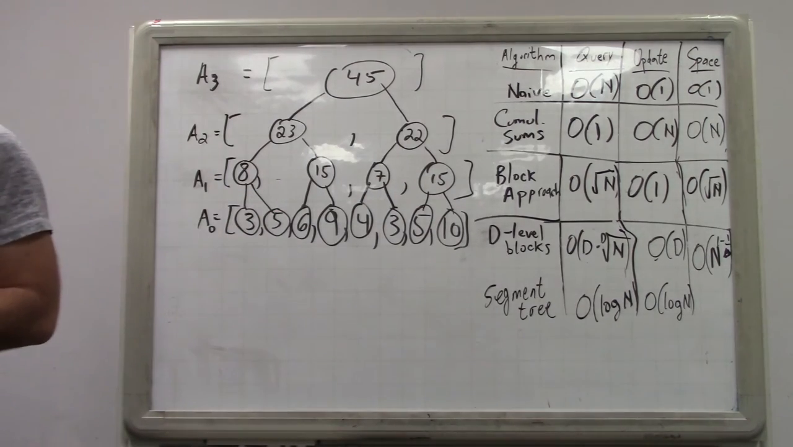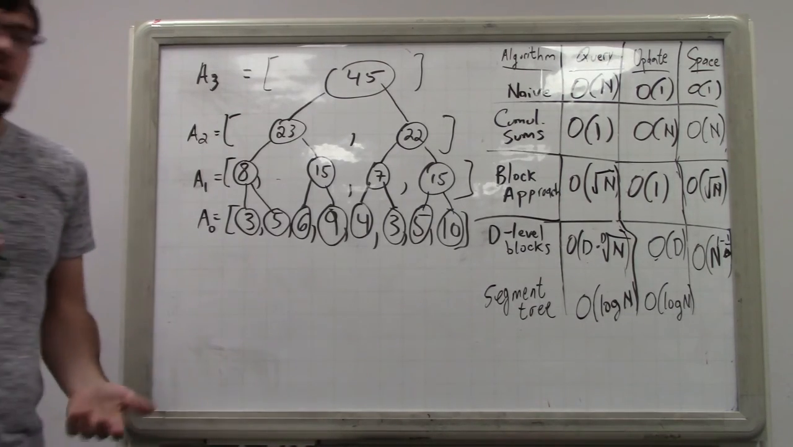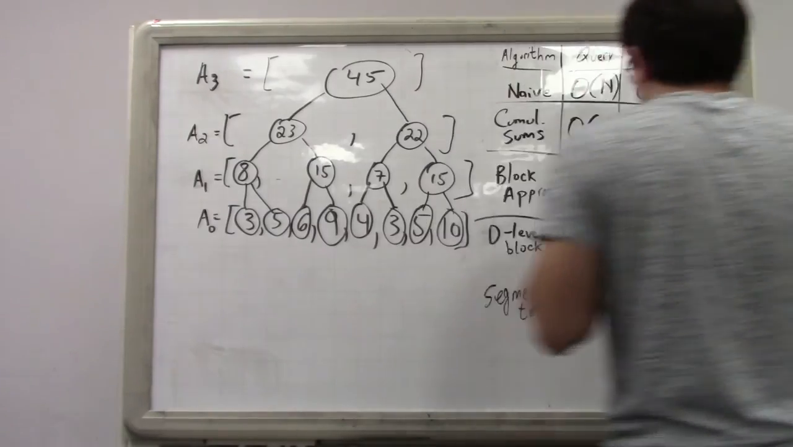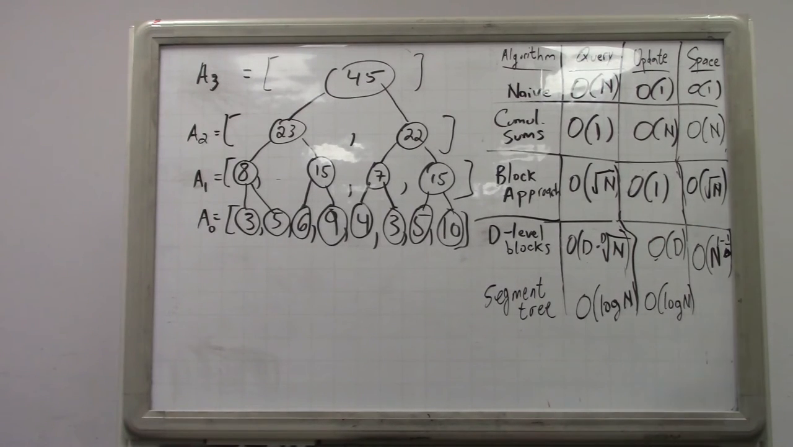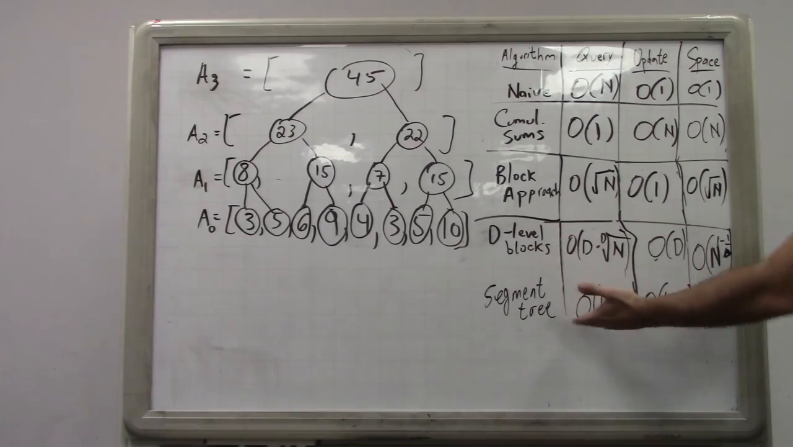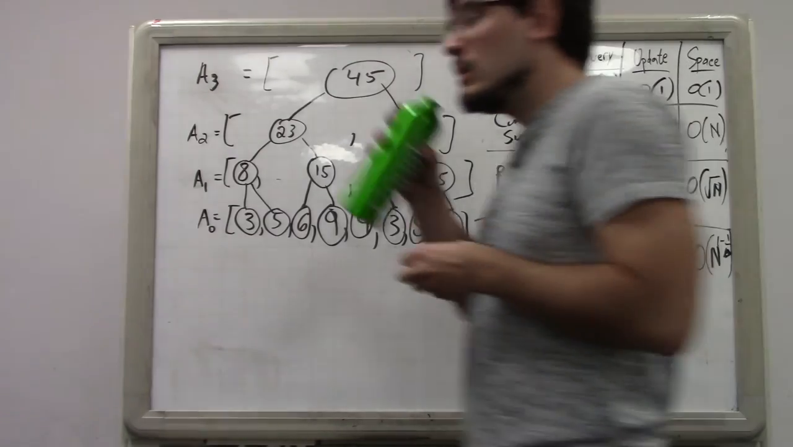So hopefully you can see how this whole block approach can evolve into the idea of the segment tree. You could have maybe come up with the segment tree directly without thinking of that. But I do think the basic block approach, not the many levels, but the one level, is very intuitive. And you can see that the segment tree is just a limiting case of that.